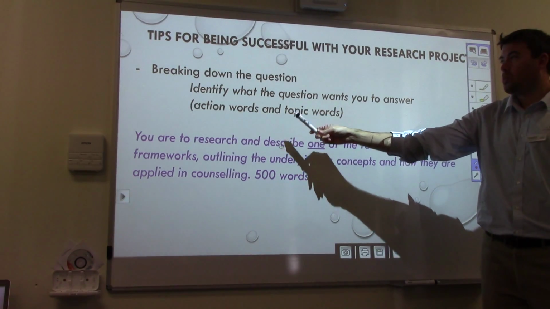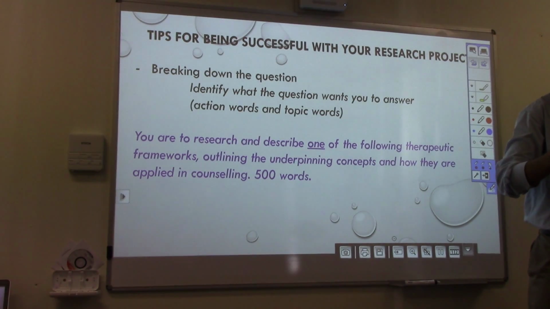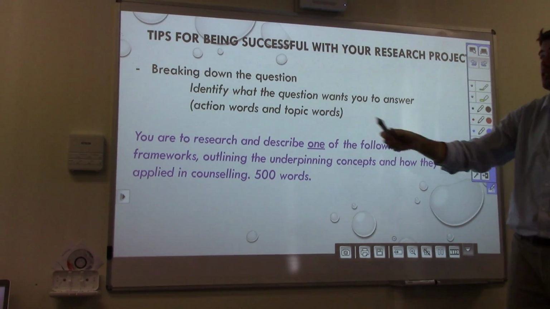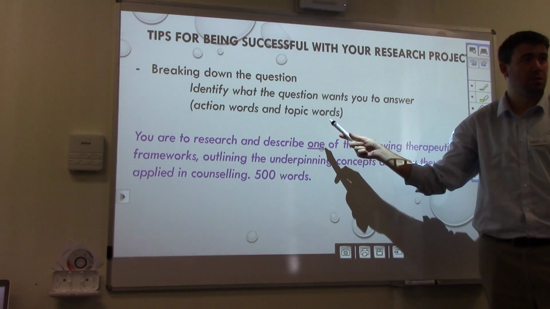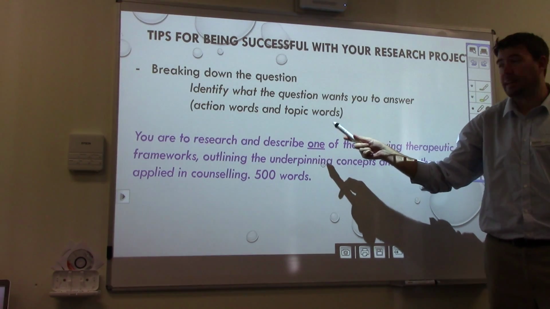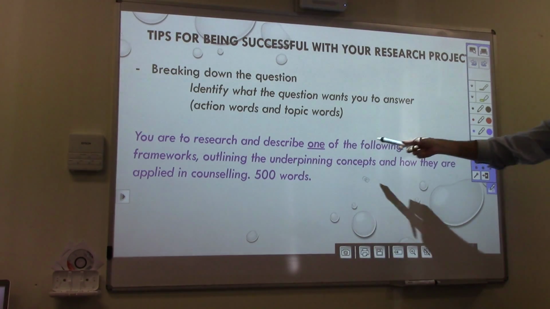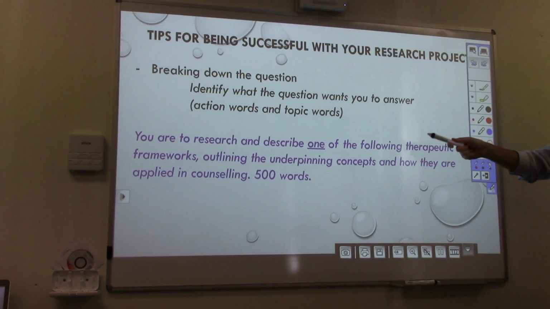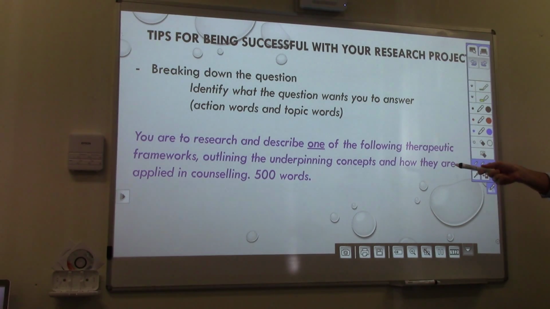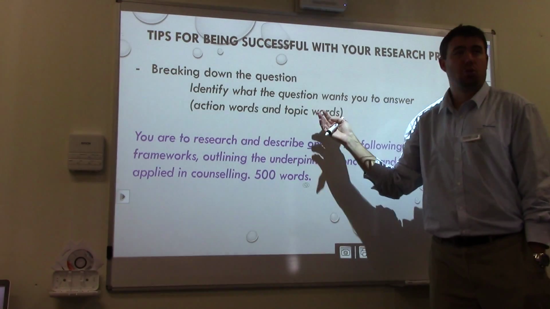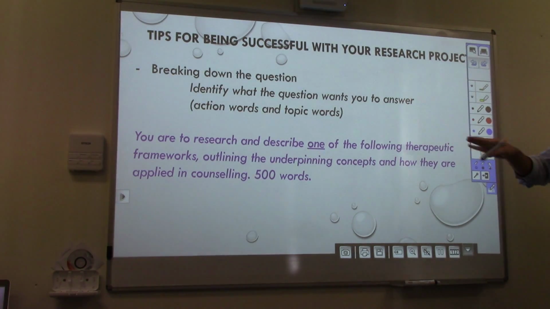So, this is my advice, your first step is to break down the question, and the first step in breaking down the question is identifying the action words and the topic words. Let me give you an example. Let's say this is your research question. You're to research and describe one of the following therapeutic frameworks, outlining the underpinning concepts and how they are applied in counselling. 500 words. You can start with either action or topic words, but let's start with action words.